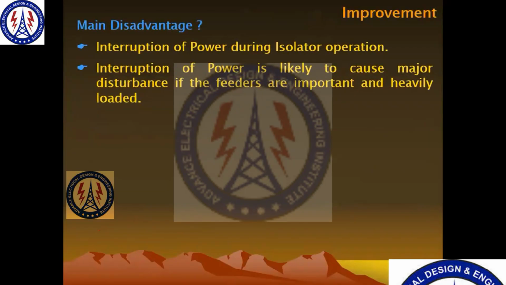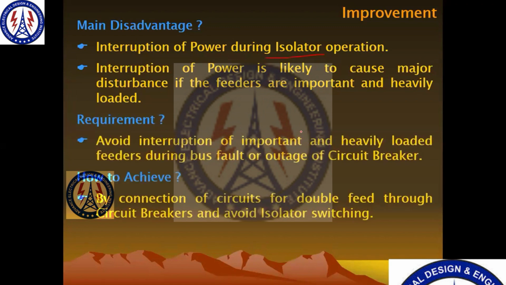So the disadvantage is like the interruption of isolator operation. Whatever isolator we have mechanically, it can create a problem to the system. Interruption of power is likely to cause major disturbance if the feeders are important and heavily loaded. So to avoid such, we have the 1.5 breaker bus bar arrangement.